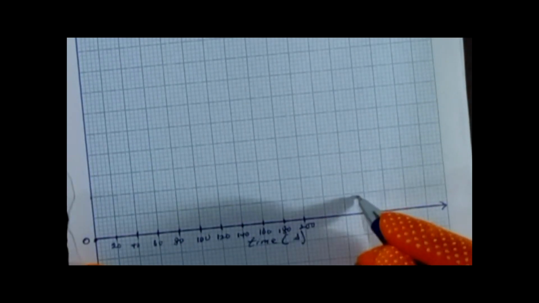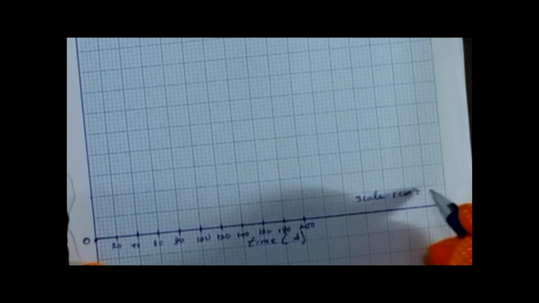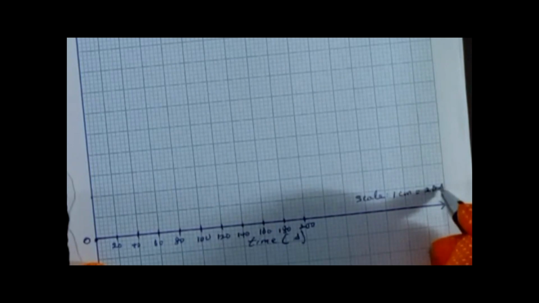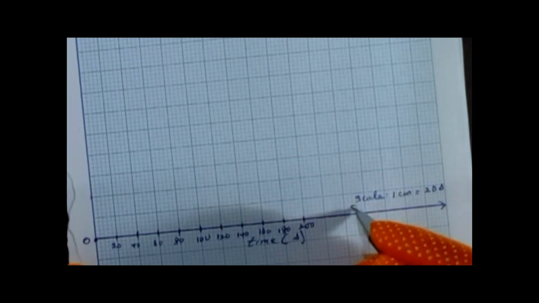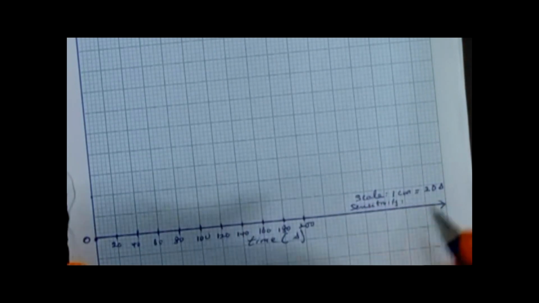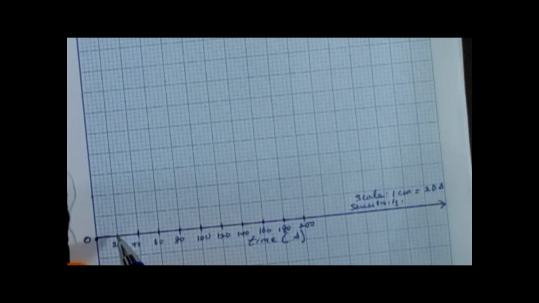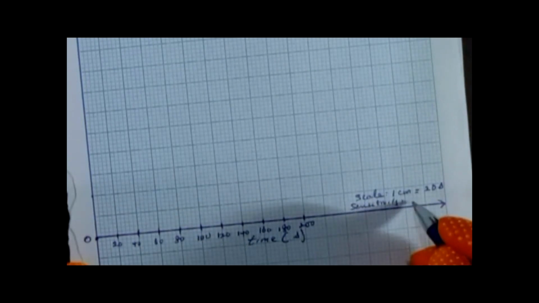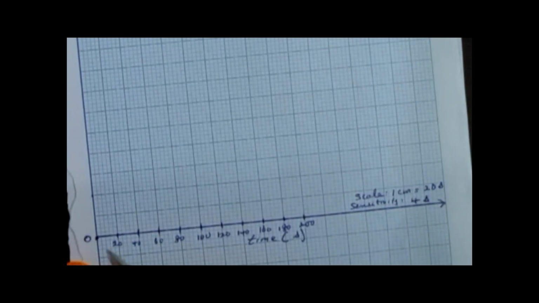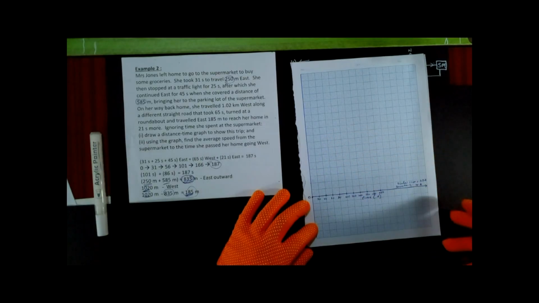Our scale here is 1 centimeter equals 20 seconds. The sensitivity is, now if from here to here is 20 seconds and you have 5 divisions, then 20 divided by 5 will give you 4 seconds. Now keep that in mind. So 4 and 4, 8 and 4, 12 and 4, 16 and 4, 20, 24, 28, 32, 36, 40, and so on.